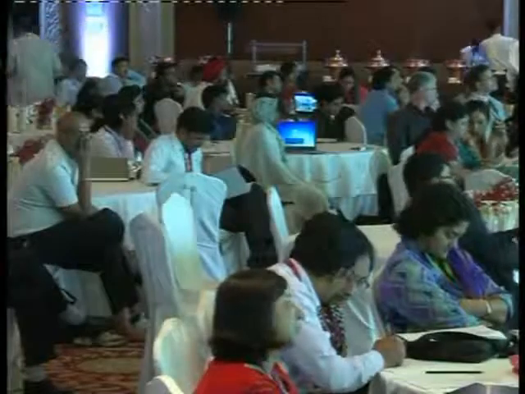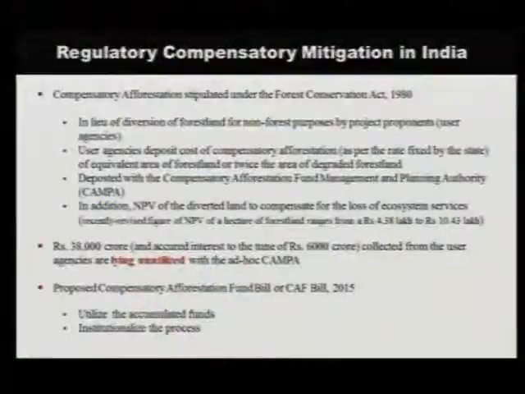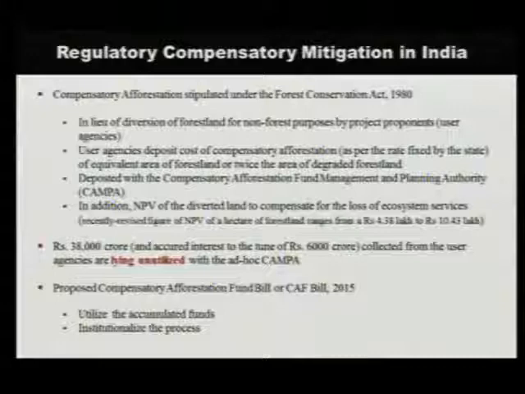You have to pay the cost. Now, the rates have been determined by each state. So if you are diverting 1,000 hectares of forest land, you will have to pay the cost for afforesting 1,000 hectares of non-forest land to the government. And where does this fund go? It goes to something called CAMPA, Compensatory Afforestation Fund Management Planning Authority, which the government failed to constitute.